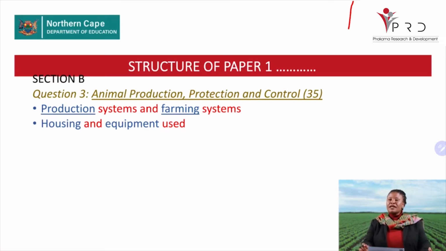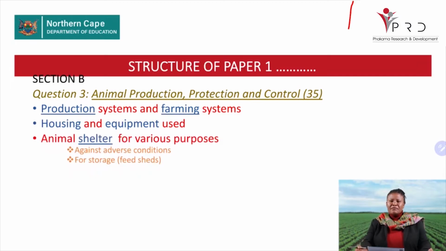Which housing is good for ruminants? Which one is good for non-ruminants? Which type of animal must I keep in this housing? And which equipment must I use for feeding the animal? In which shelter? Remember, there is a difference between a shelter and a housing. So you go back to your exam guideline and note what is expected of you.